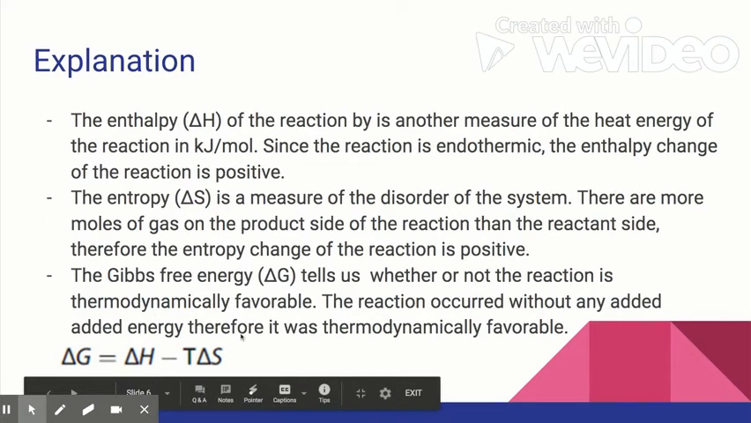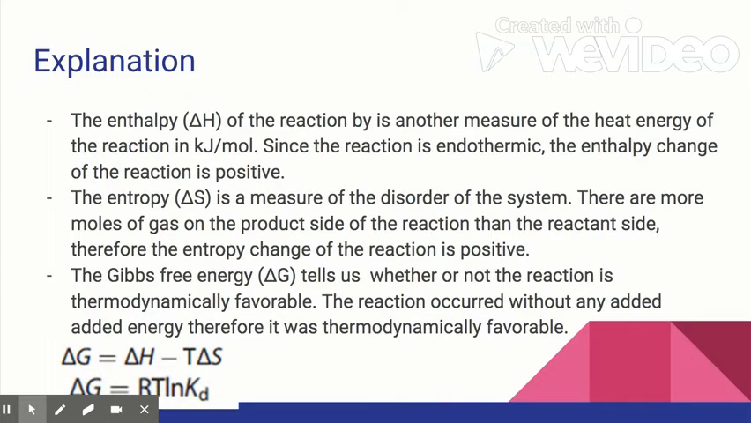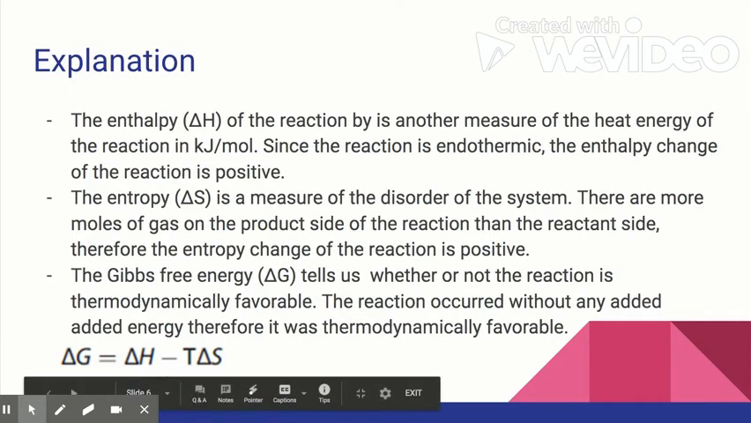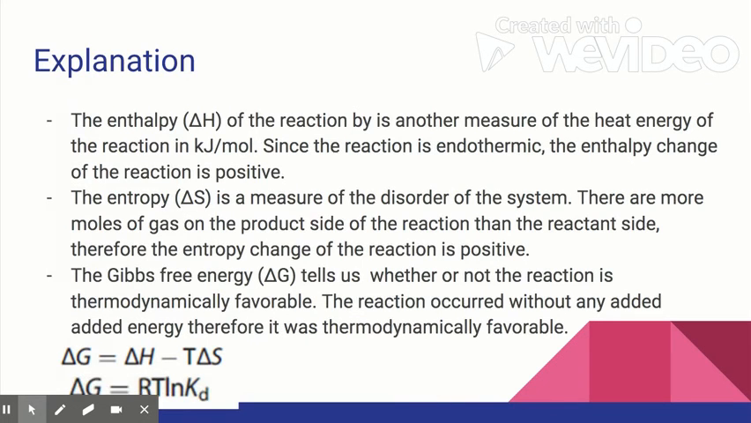Then lastly, we have the Gibbs free energy, which tells us whether or not the reaction is thermodynamically favorable and spontaneous. So the reaction occurred without any added energy. Therefore, it was thermodynamically favorable. And also, we could use the equation delta G equals delta H minus T delta S to calculate the Gibbs free energy change. Or we could use RT ln K if we had those values.